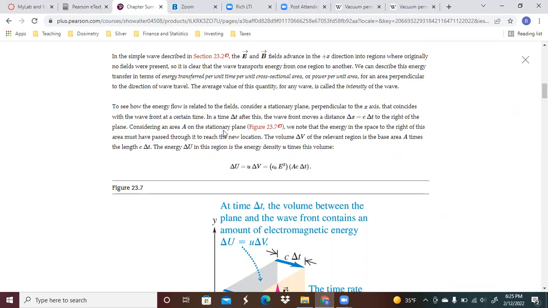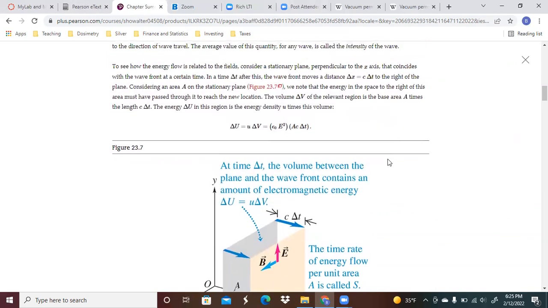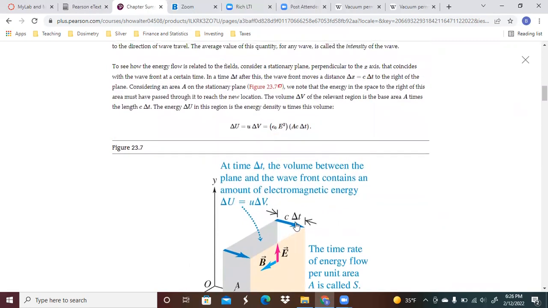To see how the energy flow is related to the fields, we'll take a stationary plane perpendicular to the x-axis that coincides with the wavefront at a certain time. At time t after this, the wavefront moves a certain distance. In other words, speed multiplied by time is going to give you the change in the displacement.